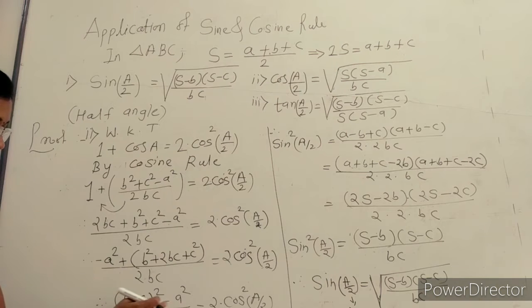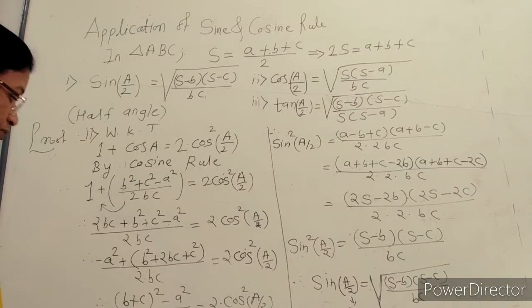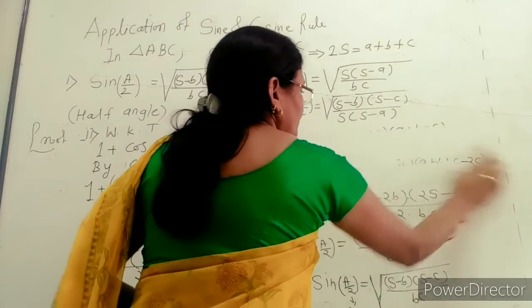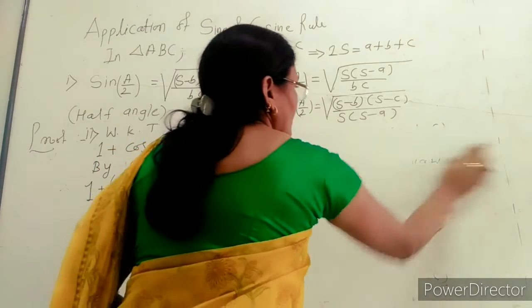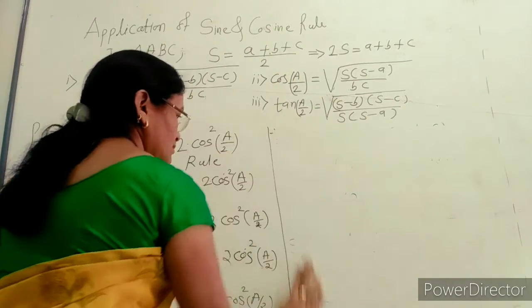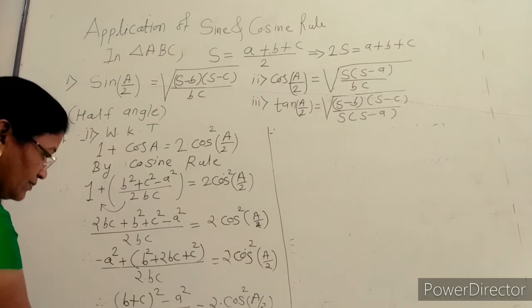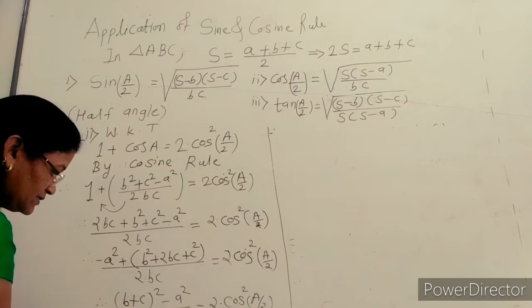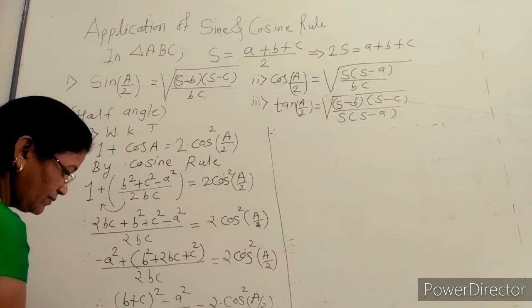Here b plus c square minus a square can again be factorized, and this 2 is shifted to the left side. So we get that expansion as b plus c plus a, that is the first bracket, and second, b plus c minus a.